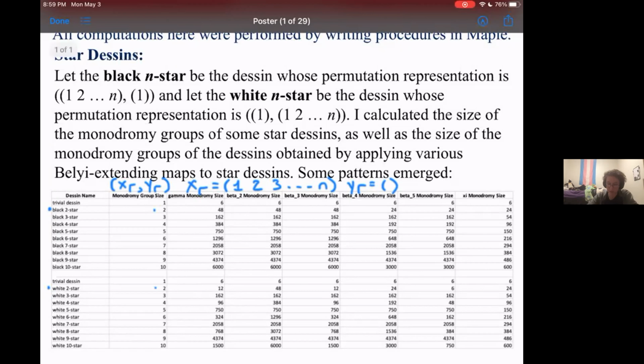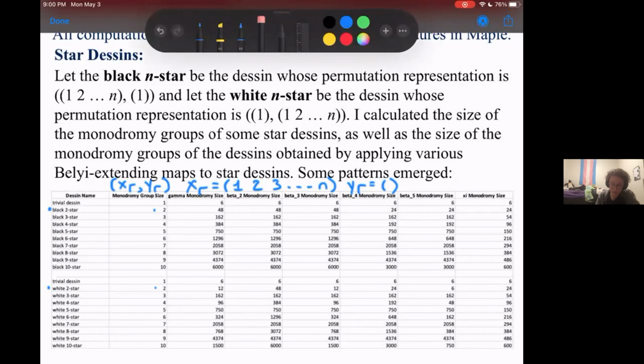Whereas on the other hand, for the white stars, it'll be the other way around. X gamma is the trivial permutation, and Y gamma is going to be this cycle. But in both cases, the monodromy group is going to be the same, because it's just generated by the same 2 permutations. They're just listed in a different order. And the fact that they're listed in a different order means that we have 2 non-equivalent Dessins, but the monodromy groups are the same.